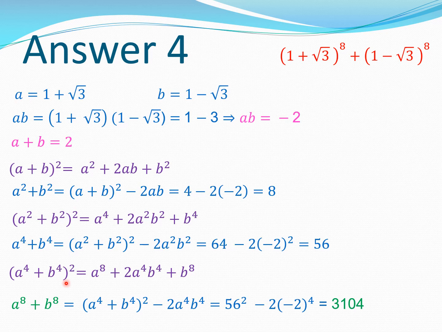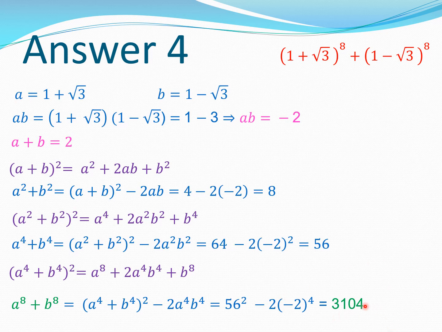Now the last step is a^4 plus b^4 square is a^8 plus 2a^4b^4 plus b^8. And so now we are nearly there. We are getting a^8 plus b^8. So a to the power 8 plus b to the power 8 is going to be a^4 plus b^4 square minus 2a^4b^4. So again a^4 plus b^4 was obtained here, that was 56. So I get 56 square minus 2 into minus 2 to the power 4, and that gives me 3104.